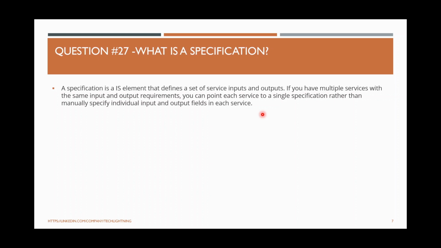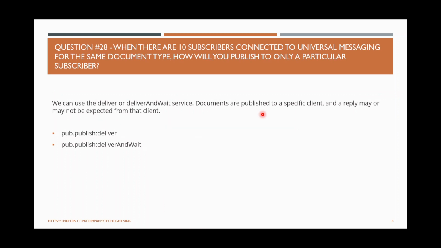I'll move on to the next one. When there are 10 subscribers connected to Universal Messaging for the same document type, how will you publish only to a particular subscriber? For example, I have Universal Messaging as my messaging provider. It could be your broker also. So when you publish it, normally what will happen?